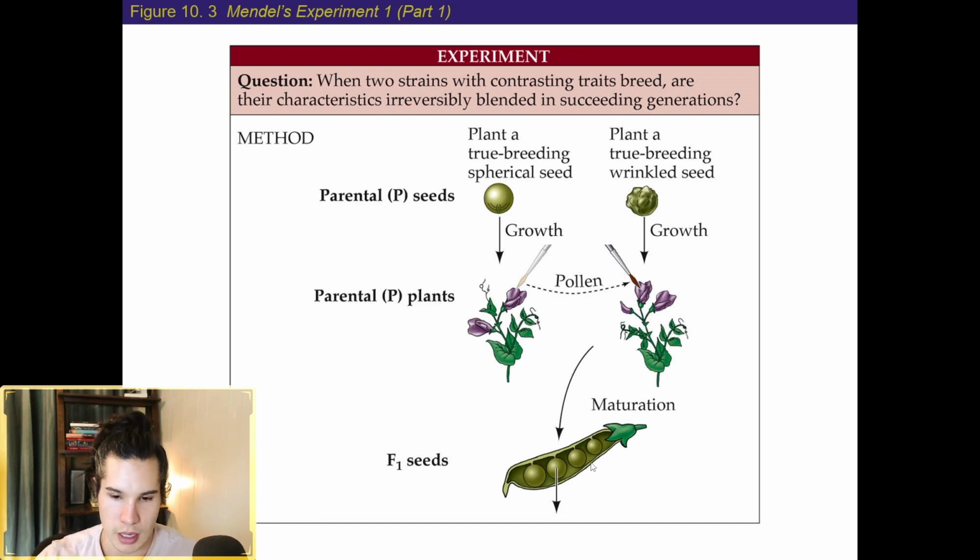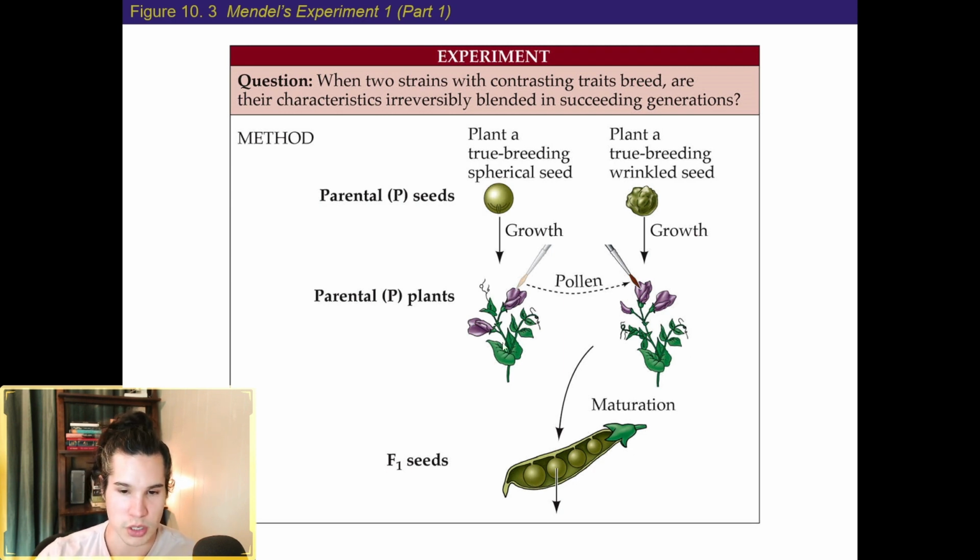But he didn't even know that at the time. So all of the F1 generation, or the first filial generation plants, had spherical seeds. Now, according to irreversible blending theory, if he were to take one of these spherical seeded plants and mate it with another spherical seeded plant, the result would be 100% spherical seeded plants. Now, that's not necessarily what he found, but we'll see that in 2 slides from now.